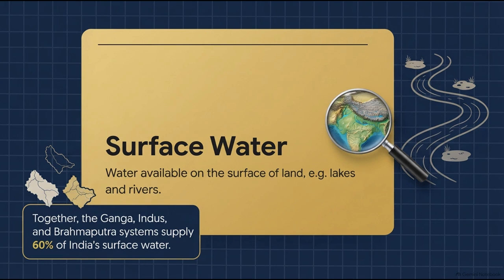Now, that tiny fraction is basically divided into two main sources. The first is surface water. Just as the name implies, this is water found right on the surface of the Earth, so think rivers, lakes, and ponds. Geographically speaking, three immense northern rivers, the Ganga, the Indus, and the Brahmaputra, are the absolute powerhouses here. Together, they supply an astonishing 60% of India's surface water.